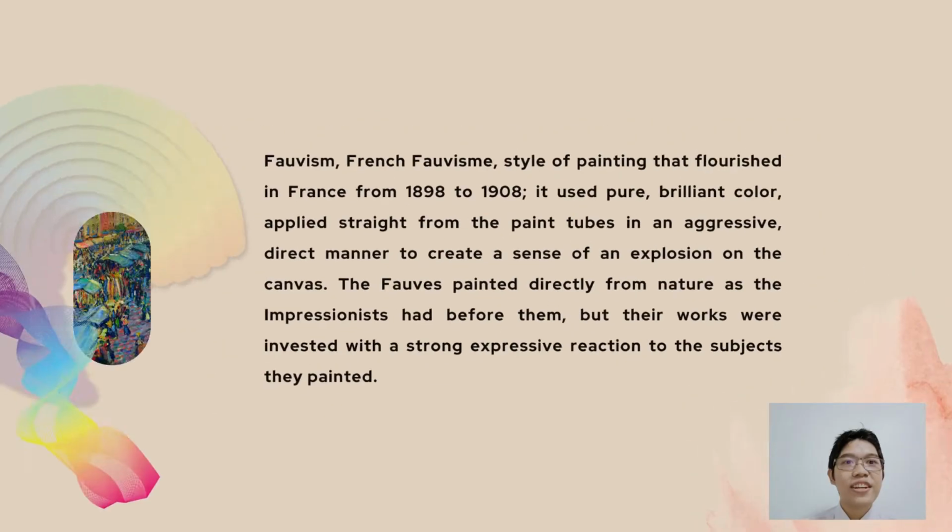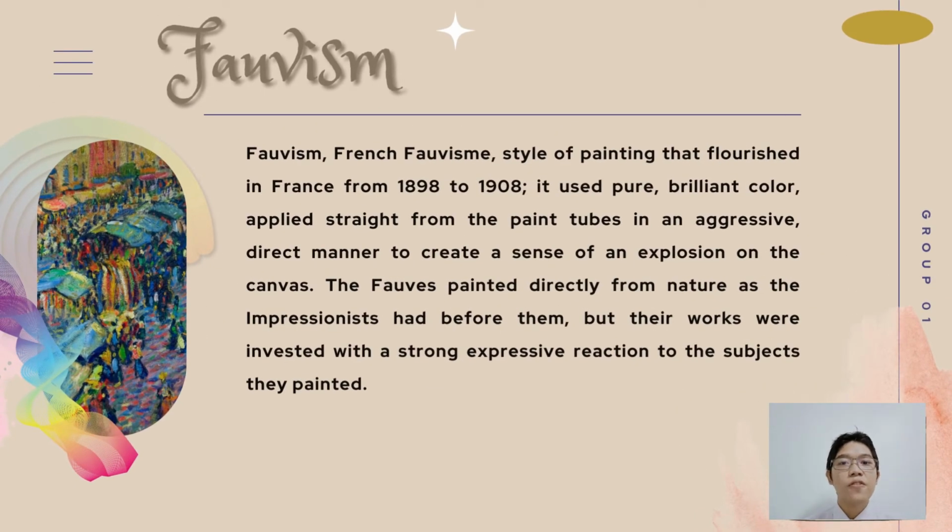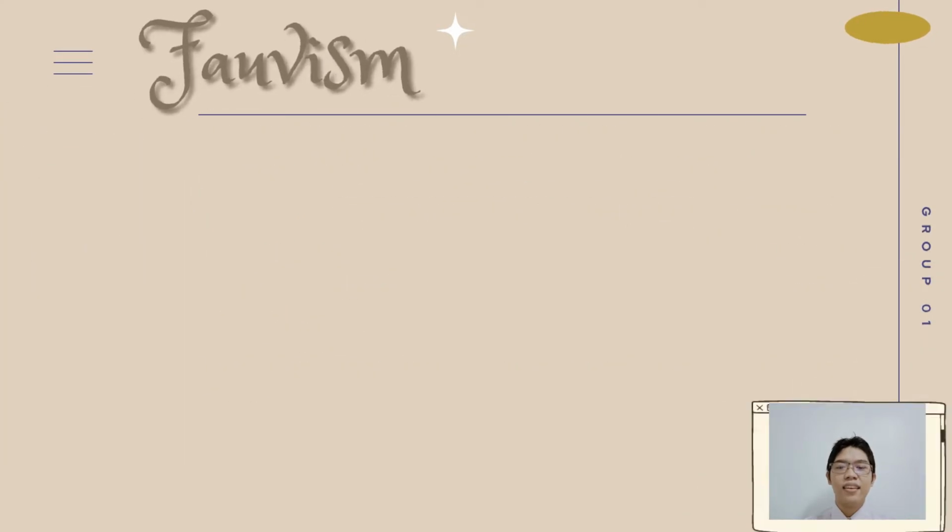And now let's proceed to our next slide. Fauvism, or French Fauvism, is a style of painting that flourished in France from 1898 to 1908. It used pure brilliant color applied straight from the paint tubes in an aggressive, direct manner to create a sense of an explosion on the canvas. The Fauves painted directly from nature as the Impressionists had before them, but their works were invested with a strong, expressive reaction to the subjects they painted.